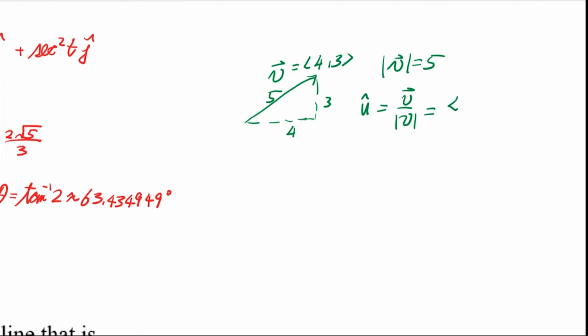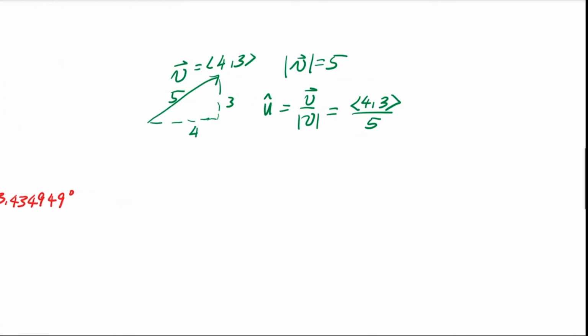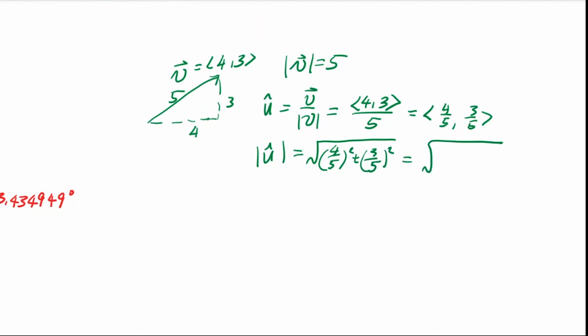Our vector, right? 4, 3, divide by 5, right? And that thing, of course, gives you 4 fifths, 3 fifths. And this notation, I don't know, some teachers hate it, some teachers allow it, but just divide each component. Do you agree that this thing has a magnitude of 1? Shall we compute it? Common denominator, 25, and that's 16 plus 9. You get it?